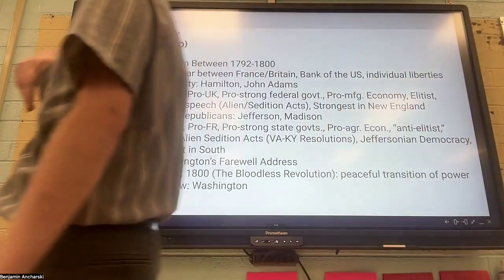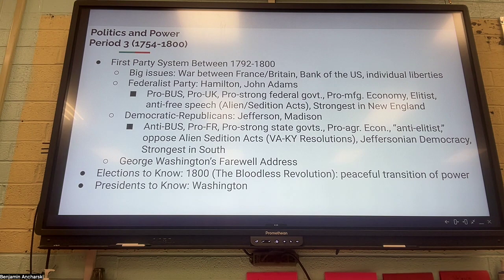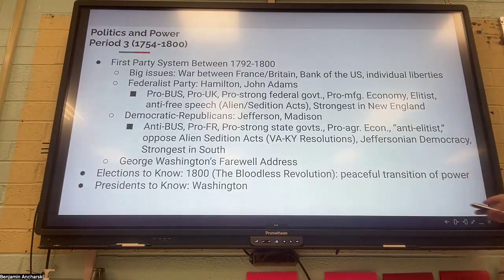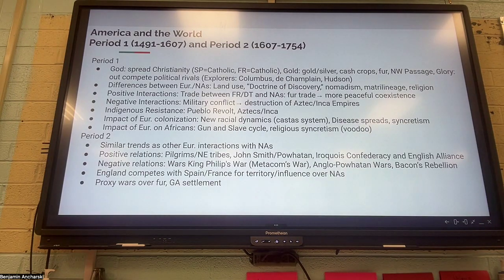All right, any questions? I know that was fast, but we have to get through a lot today. Speaking of, let's go ahead and shift gears now and take a look at what counts as foreign policy, just America's relationship to the rest of the world.